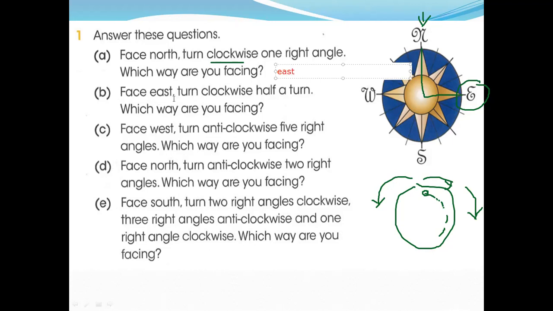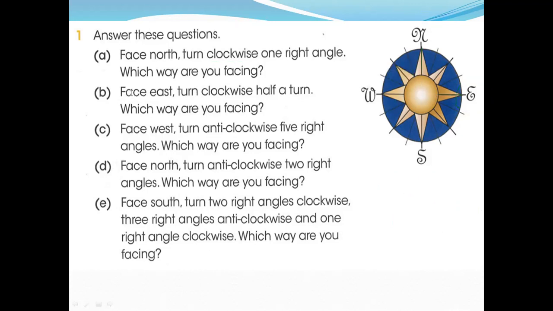Next, question two. Face east. Turn clockwise half a turn. Which way are you facing? Face east. Now your face is here and you are turning clockwise half a turn, not a full turn. Half means half a circle, from east to west. So now which side is your face on? West. So we write west here. Here east, and here west. W or west, as you want, you can write it.